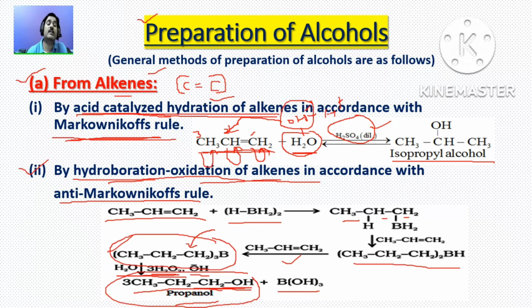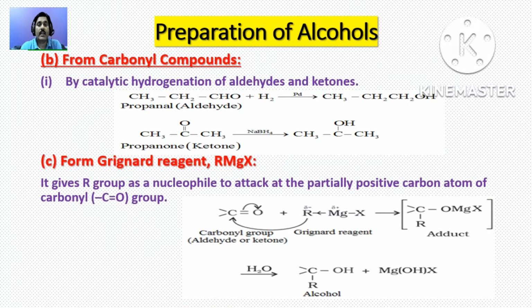We can prepare alcohols with hydroboration oxidation of alkenes. These are the two methods by which we can prepare alcohols from alkenes. Alcohols are not only prepared from alkenes, they can also be prepared from carbonyl compounds and from Grignard reagent. Let's see how alcohols can be prepared from carbonyl compounds.